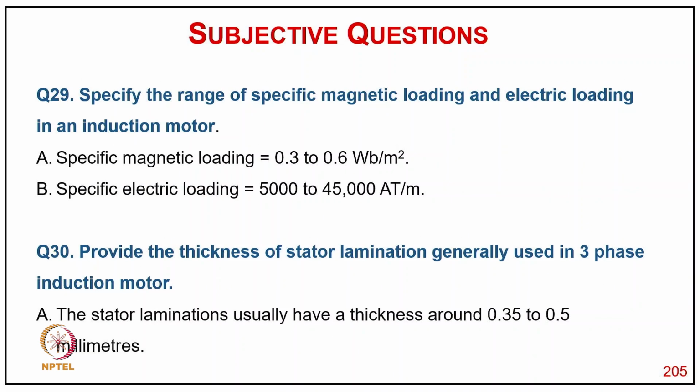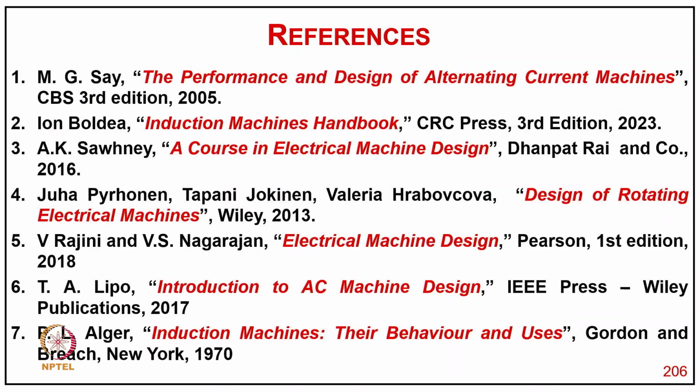Specify the range of specific magnetic loading and electrical loading. Specific magnetic loading varies from 0.3 to 1 Tesla and specific electrical loading from 5,000 to 45,000 ampere conductors per meter. Provide the thickness of lamination generally used. The lamination thickness used is 0.35 to 0.5 millimeter.